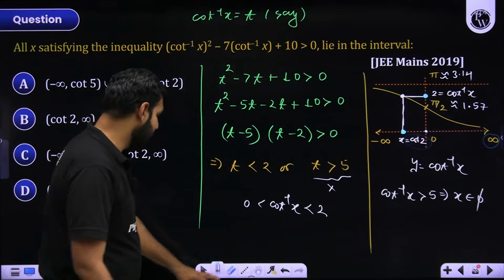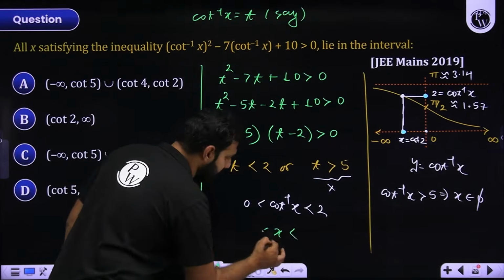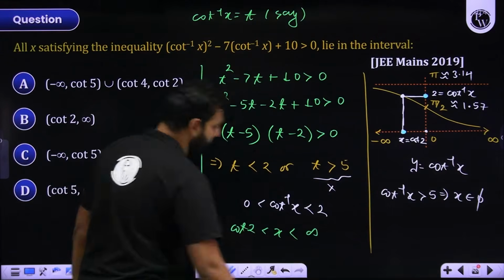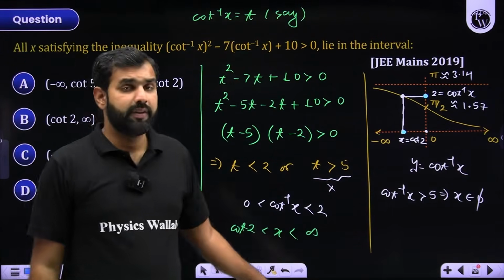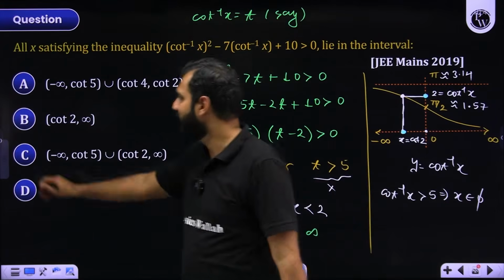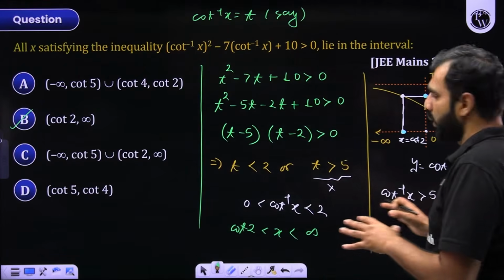So if I were to define the values of x, I'll say that x starts from cot 2, and it reaches till infinity. This is going to be the values of x. So x should be between cot 2 and infinity. That is what we are given in the open interval in option B. Were you able to digest this entire question clearly?